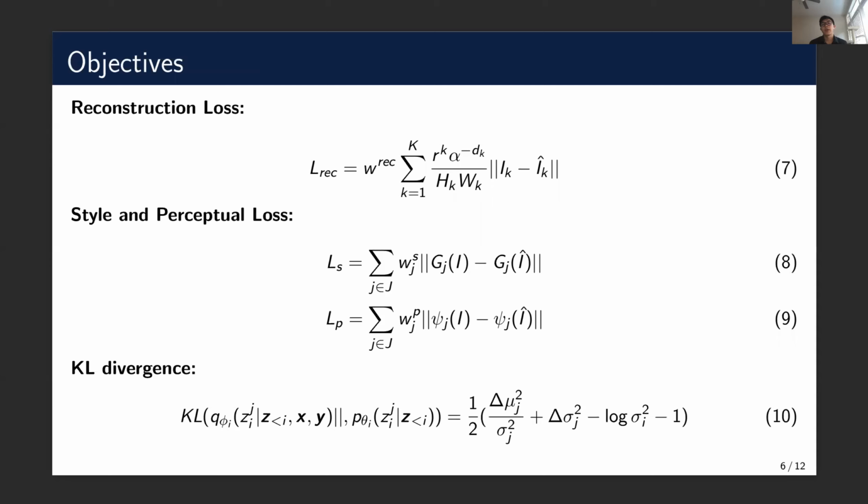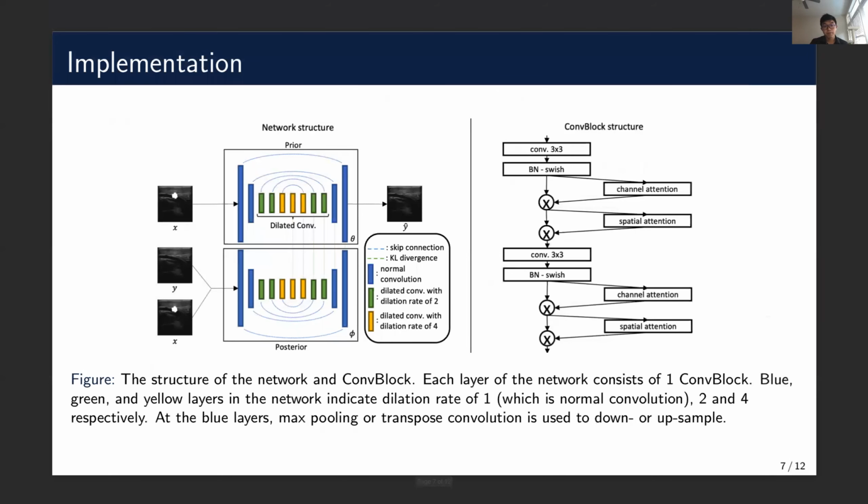For style and perceptual loss, they're commonly used in the style transfer setting. It is used here so the network can learn to generate the correct semantic information and texture. At last, the KL divergence should be minimized to maximize the ELBO. So for more information, please refer to the paper.